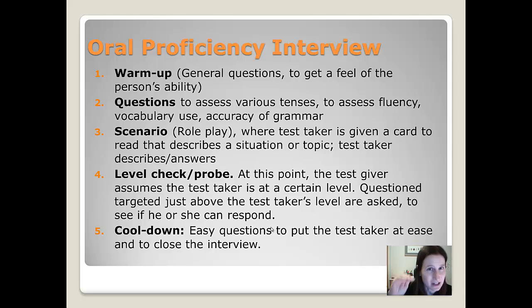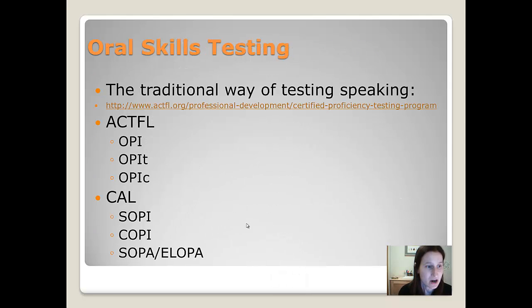A probe to see if they can go any higher, just to check that they are actually at the level that the person thinks they're at. Then after that, they do a cool down, very easy questions to put the test taker at ease and to close the interview, a thank you and things like that. So that's the general outline, and this is the outline that high schools and colleges around the country tend to employ. So there are other ones.